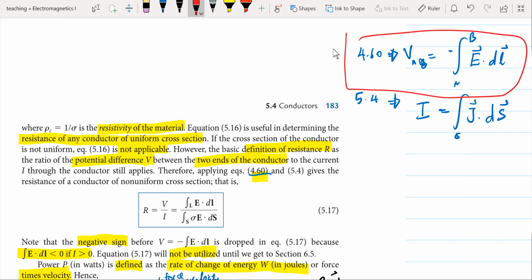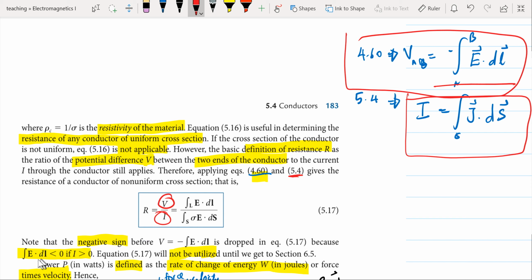We say that potential between point A and B can always be expressed as the negative line integral of E from point A to point B. But you observe that we can therefore pick V to be represented by this in the numerator and I to be represented by equation 5.4, defined as the surface integral of current density J, and therefore when we replace these two we are able to define the resistance R.